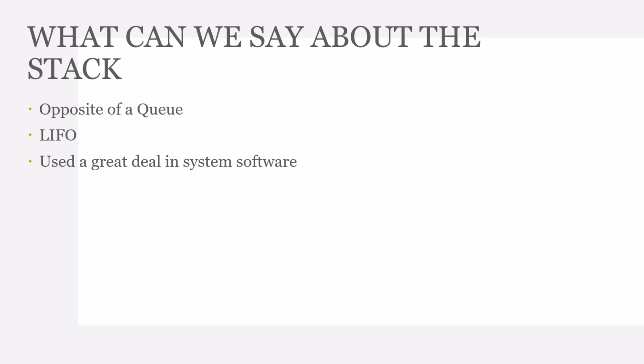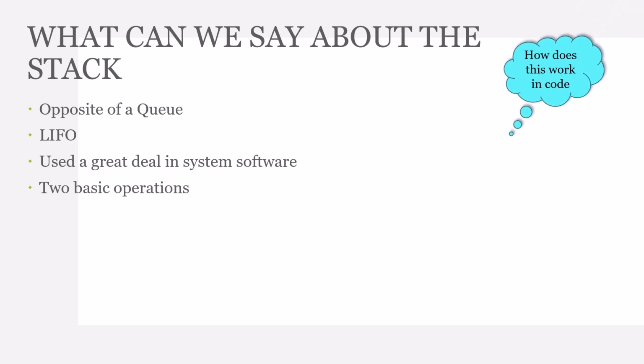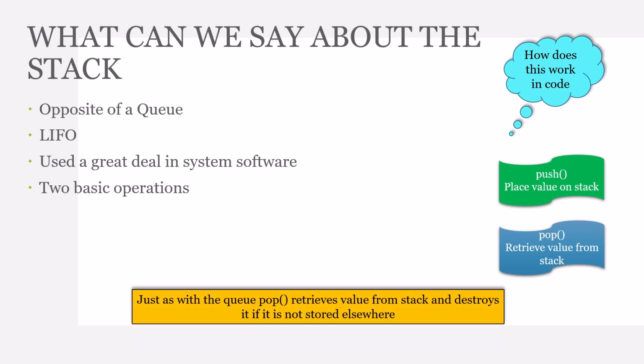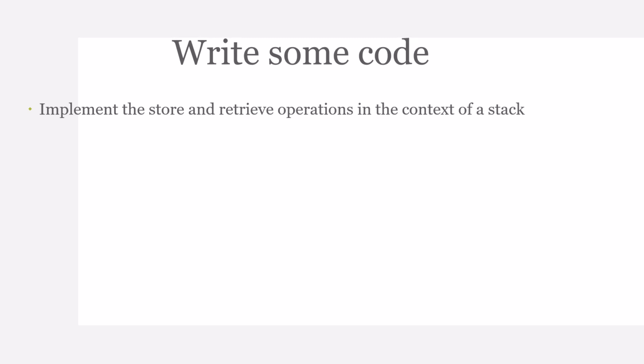Now, what are the operations that can be performed in terms of the stack? There are two basic operations, storage and retrieval. But how does that work in code? We will need two functions: push to place the value onto the stack and pop to retrieve a value from the stack. Important to remember that just as with the queue, the pop function retrieves the value from the stack and will destroy it if it is not stored elsewhere. Now, keeping all this in mind, let's write some code to implement the store and retrieve operations in the context of a stack.